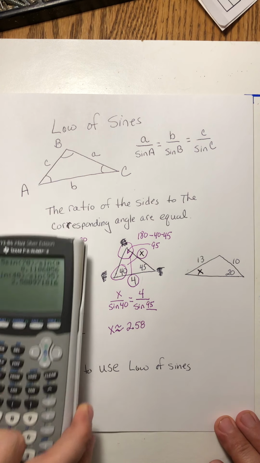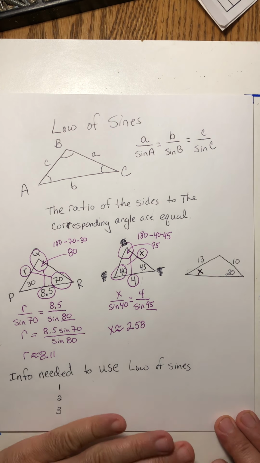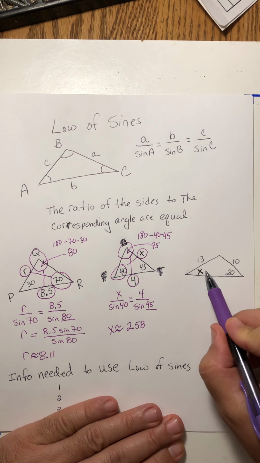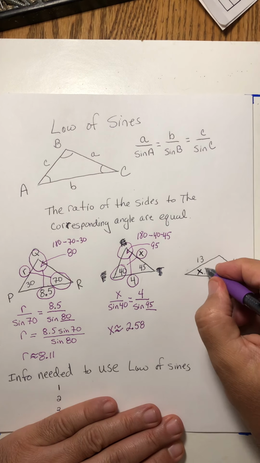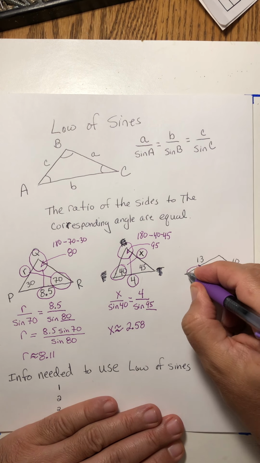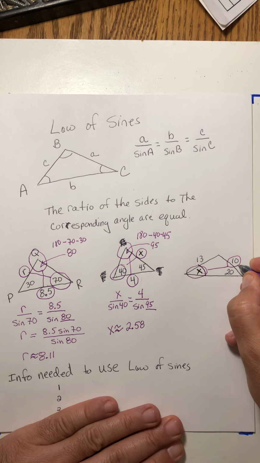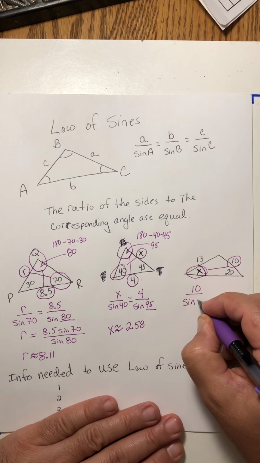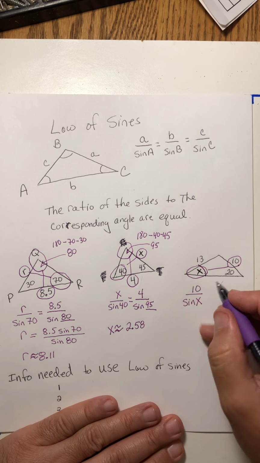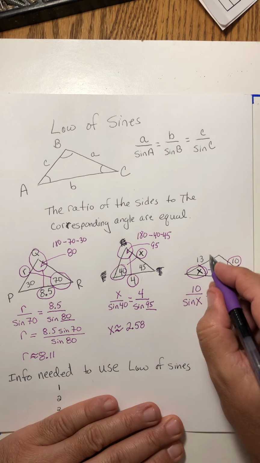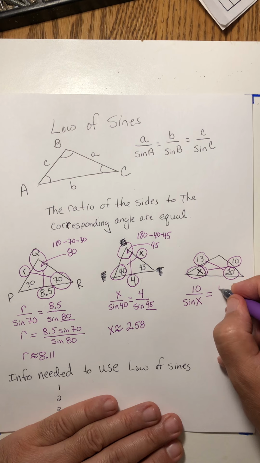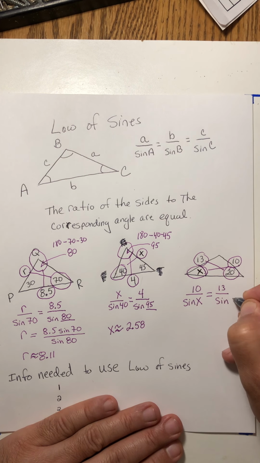All right, last question. Now, in this question here, we have these two sides and this angle. We're actually looking for an angle. Oh, so this is the angle that I'm looking for that's across from that side. Well, that just means, here's my ratio, 10 over the sine of x equals, here's the side over angle 20, 13 over the sine of 20 degrees. Okay?